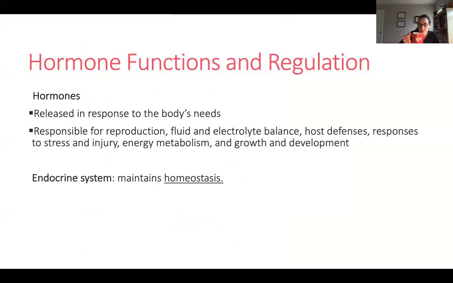And it responds to fluid and electrolyte balances and different things happening outside of the body, like temperature, for example. And then they also act on growth and development. There's hormones for that too.